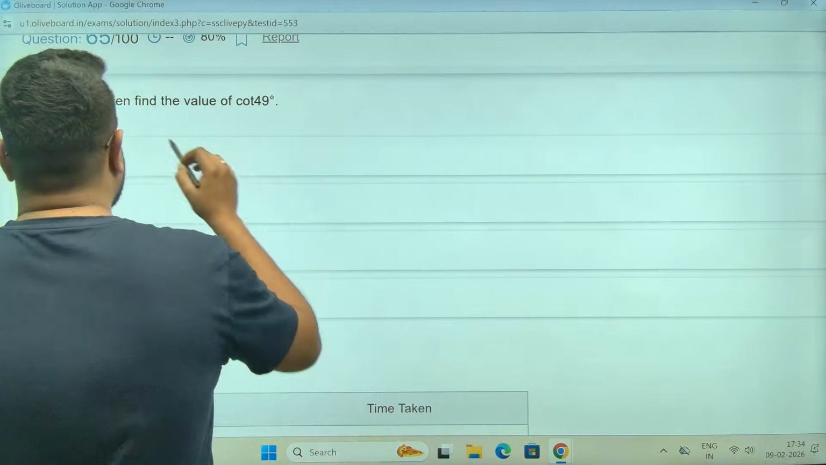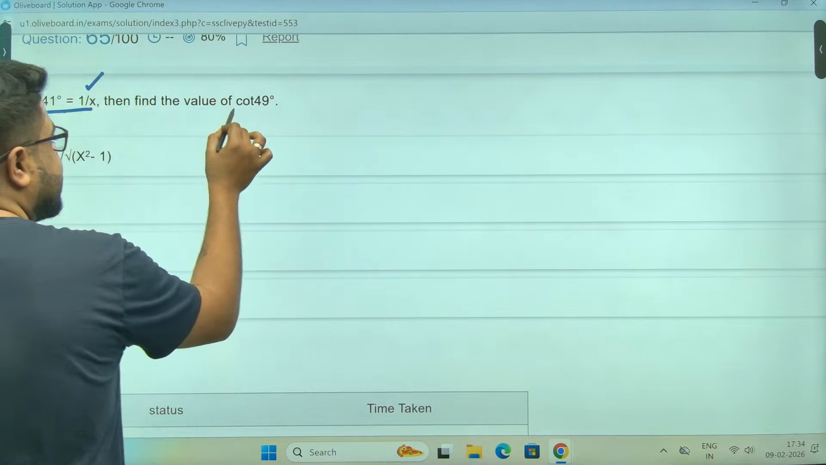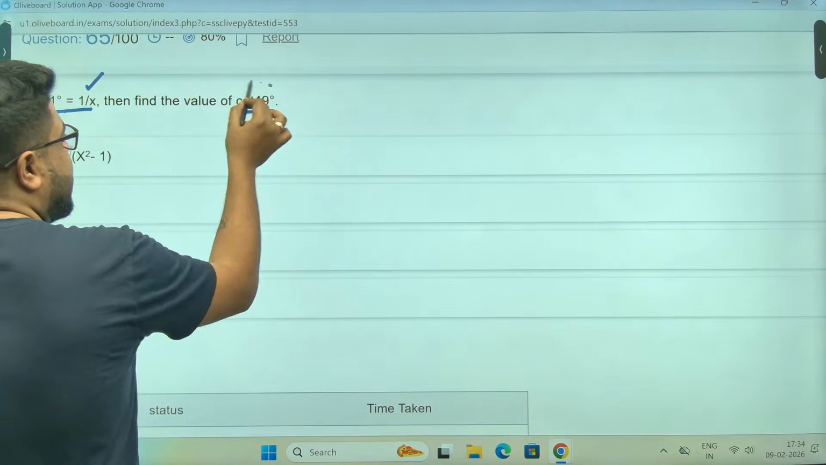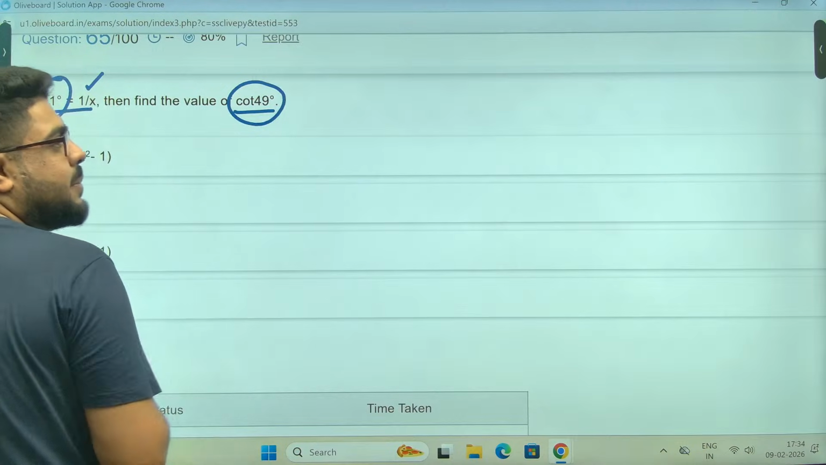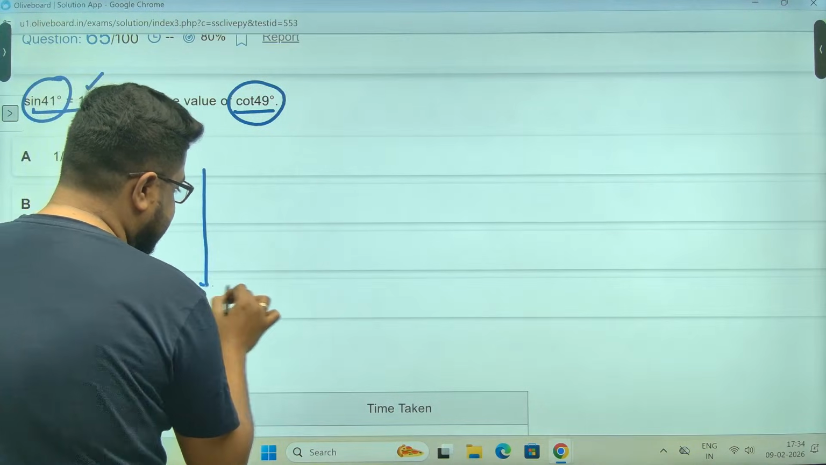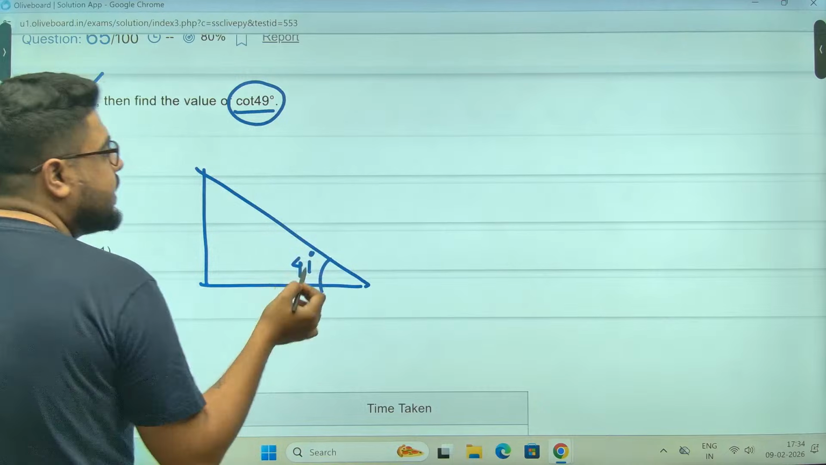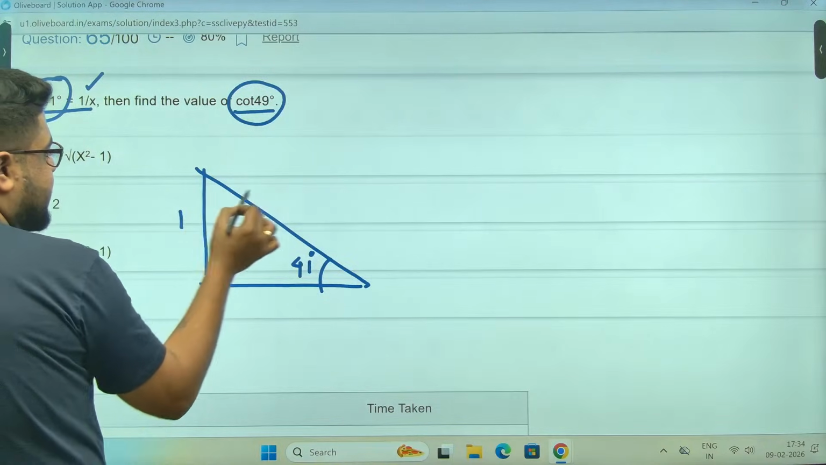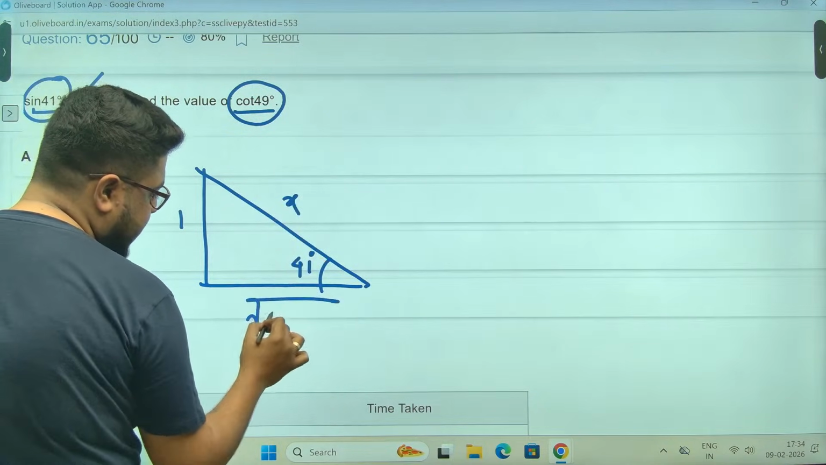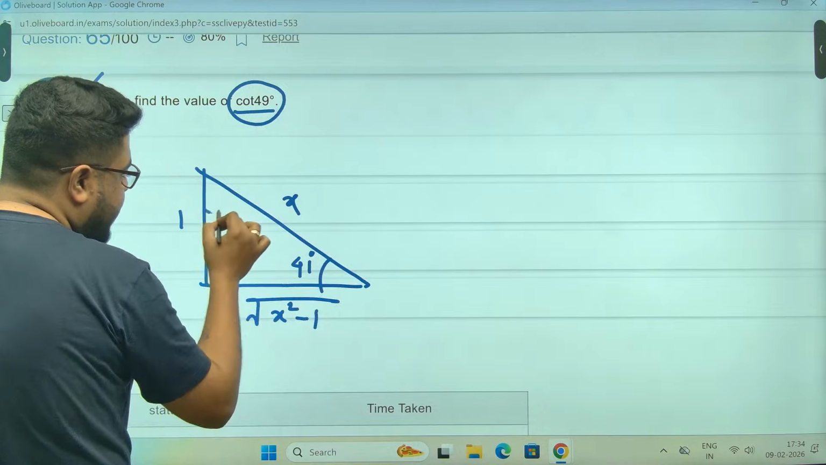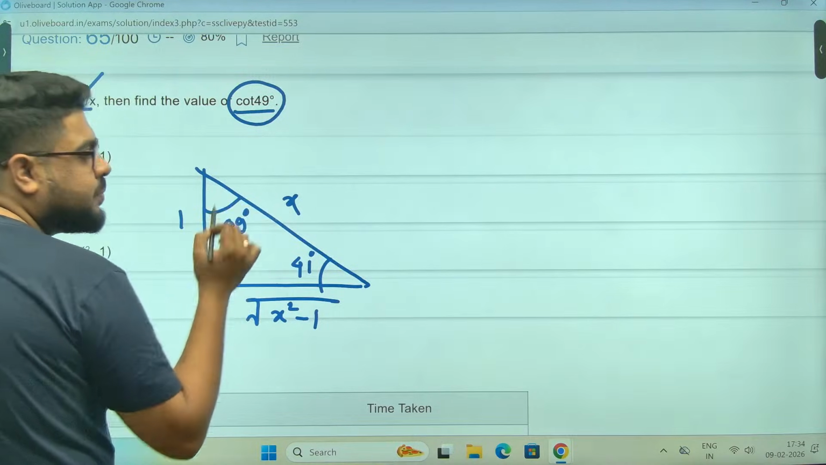Done, sir. Sine 41 is this one. Acha, 41 and 49, they are complementary angles. Let me just say this. This is 41. Sir, sine is this, meaning this is 1, this is x. So this has to be x square minus 1. Automatically, sir, this becomes 49 degree.